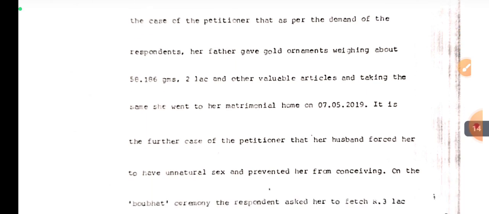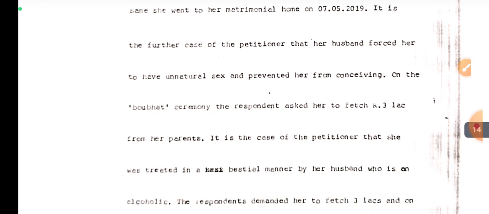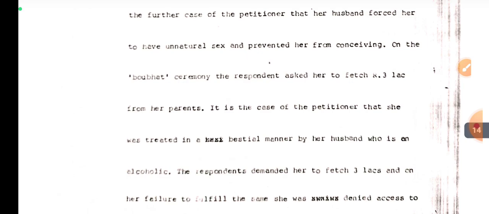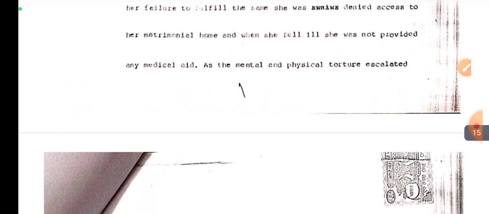It is the further case of the petitioner that her husband forced her to have unnatural sex and prevented her from conceiving. On the Bahubhat ceremony, the respondent asked her to fetch rupees 3 lakh from her parents. It is the case of the petitioner that she was treated in a bestial manner by her husband, who is an alcoholic. The respondent demanded her to fetch 3 lakhs, and on her failure to fulfill the same, she was denied access to her matrimonial home, and when she fell ill, she was not provided any medical aid such and such.